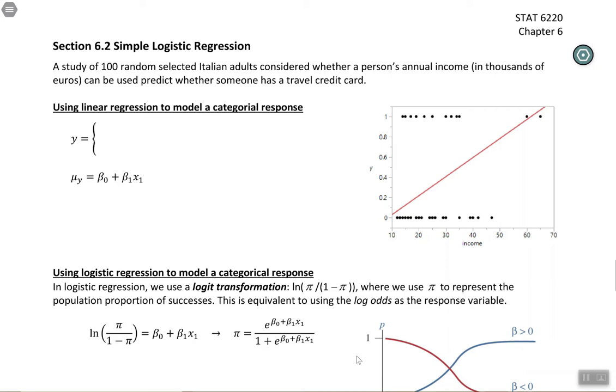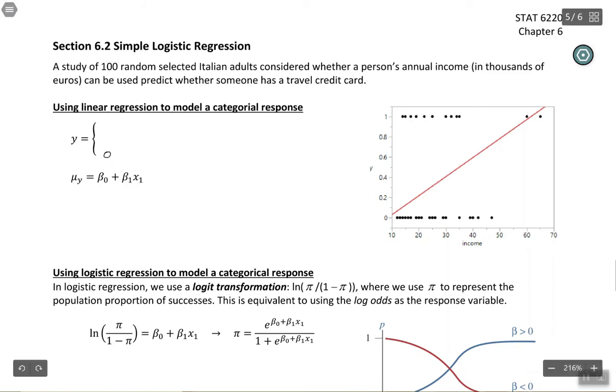So this is a study of 100 randomly selected Italian adults, considering whether a person's annual income, in thousands of euros, can be used to predict whether or not someone has a travel credit card. So it is a categorical response still. Either they have the travel credit card or they don't.